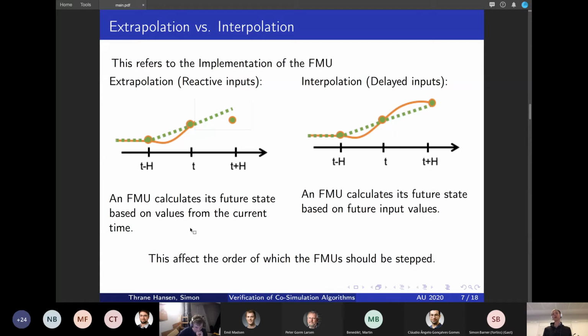When we talk about extrapolation and interpolation, we basically mean how an FMU calculates its future state. If it's extrapolating its state, it's using inputs from the current time to extrapolate its future state. Compared to interpolation, where it actually knows the future value and uses that to calculate the future state. Basically, this has an effect on the configuration of the master algorithm, because in order for an FMU to achieve its value from a future time point, that affects the stepping order of an FMU.